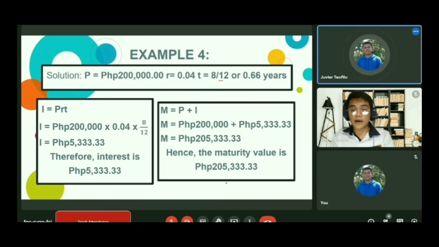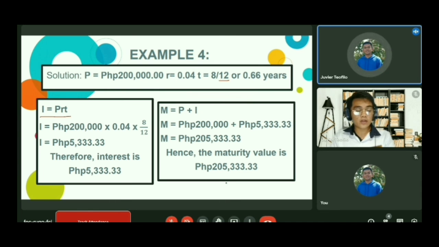Now, sir, where did you get that 12? Okay, this 12 comes from our calendar. Because 1 year is equivalent to 12 months. In our problem, our time is 8 months. Then you must divide it by 12 months. Then you have 0.66 years. Okay, is that understood? Very good.